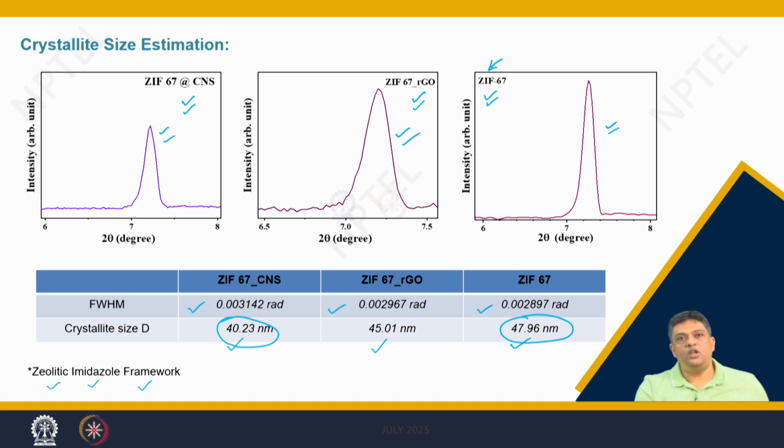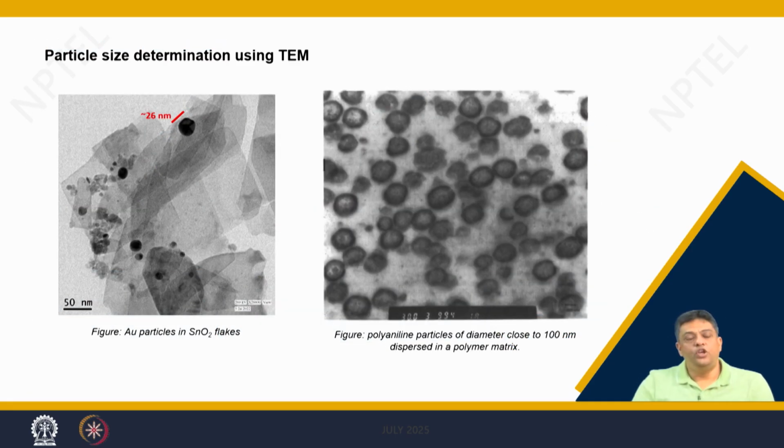And then you can do it for all the samples and you can easily calculate the crystallite size. So, it is as simple as this to find out the crystallite size using X-ray diffraction technique, and this is one of the most common ways in which it is done. Then you can compare it with other techniques also.